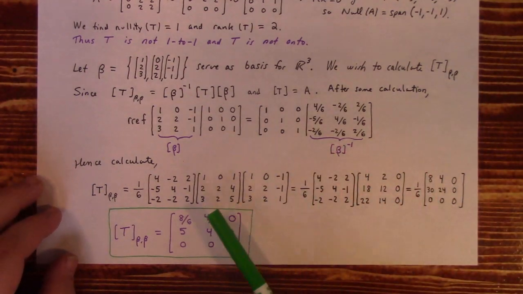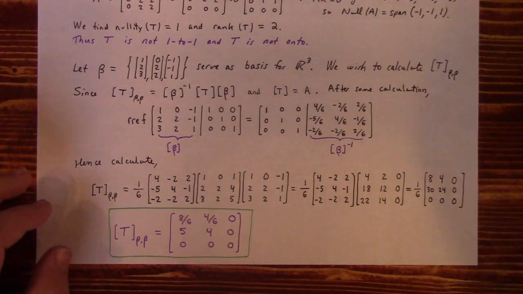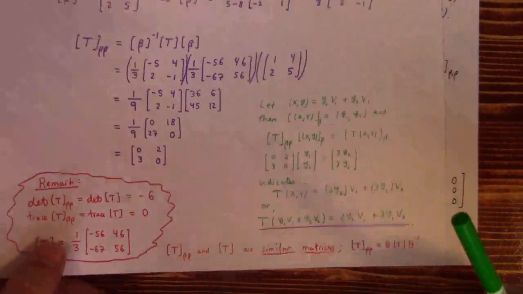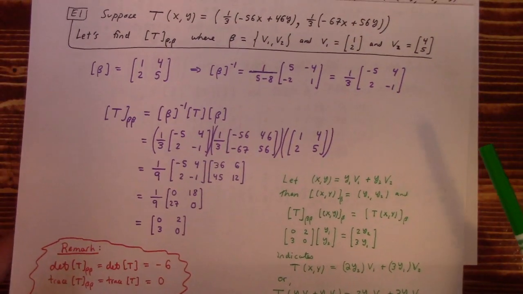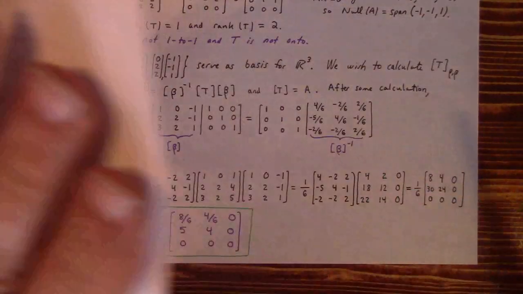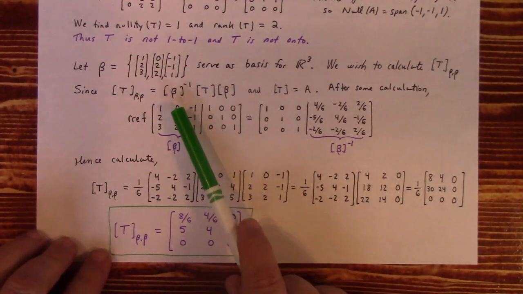And so then I multiply by, according to the theorem, we're supposed to, where'd it go? Oh man, this right here. Beta inverse T beta, right? So I'm doing that again. So here it is. Oh, it's right here. I just can't read.